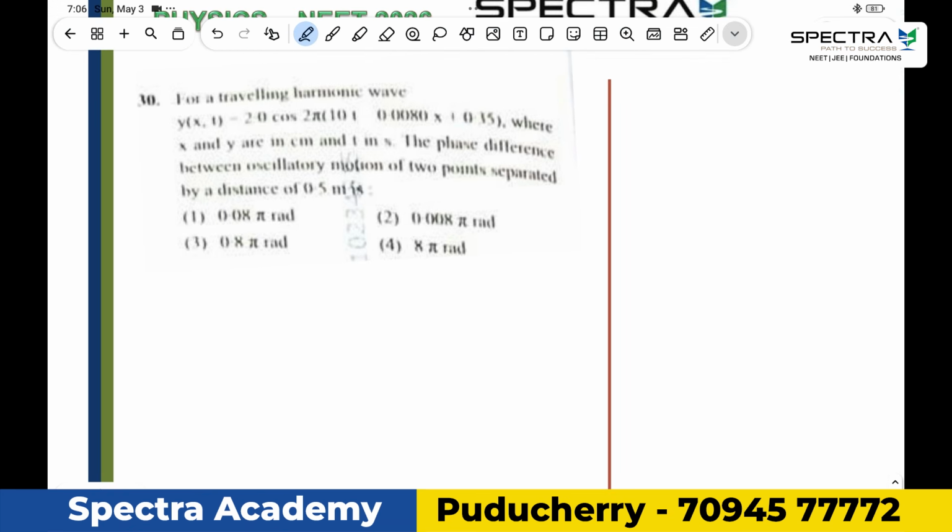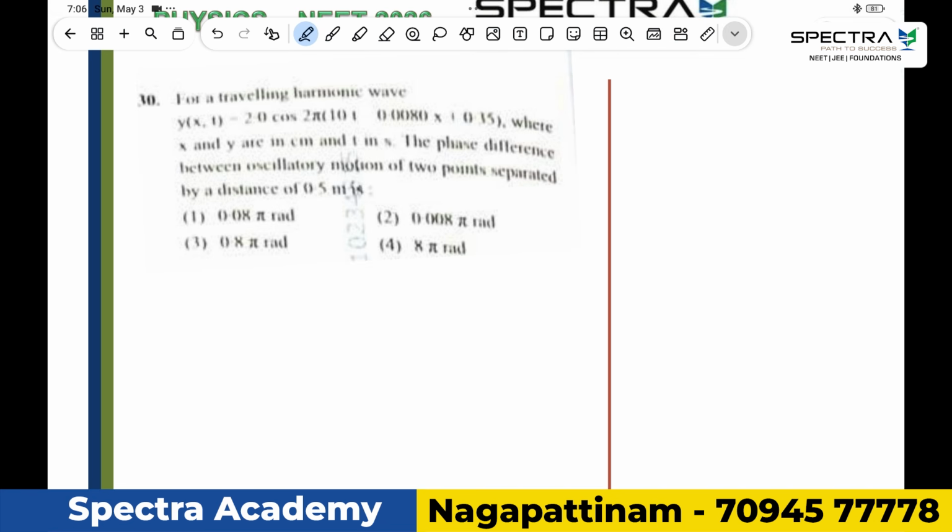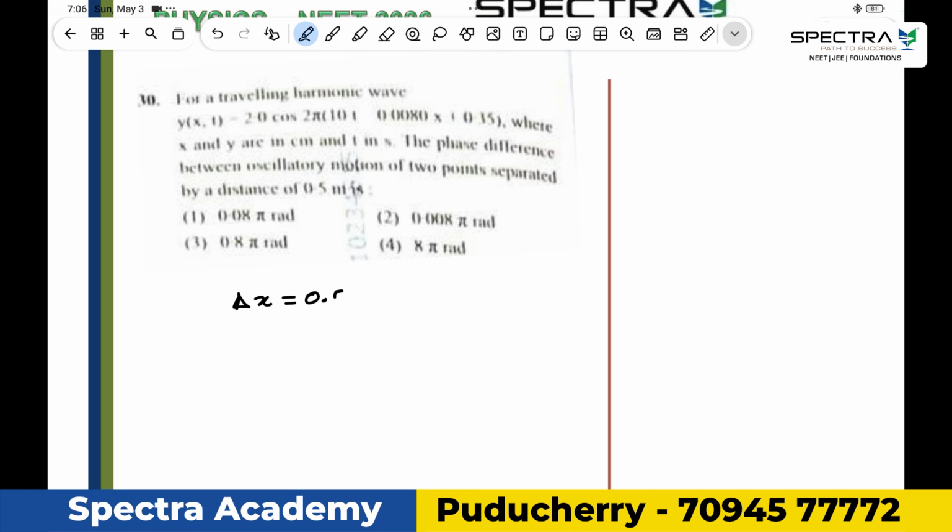Coming to the last question, that is question number 30. For a traveling harmonic wave y(x, t) = 2 cos 2 pi (10 t minus 0.008x plus something), where x and y are in centimeter and t is in seconds, the phase difference between oscillatory motion of 2 points separated by a distance, the path difference is given here as 0.5 meter. You are asked to calculate the phase difference.